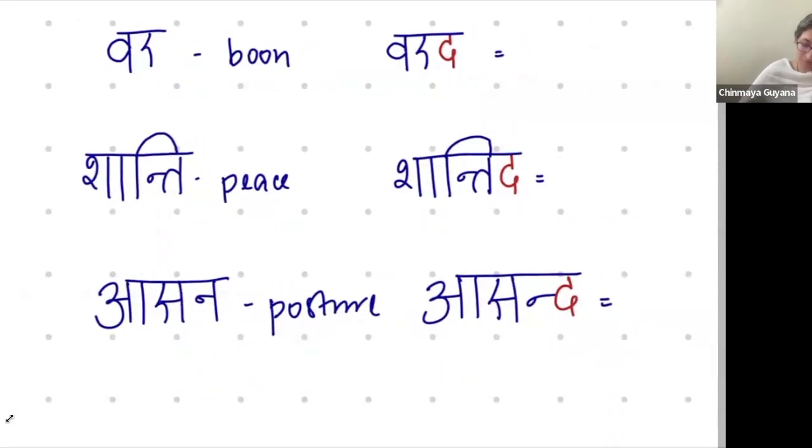Okay, last one. Asana is posture. Asanda will be what? That which gives you posture. You know the word for chair in Sanskrit is asanda, that which gives you posture. So chair is not just a word that is made of some sounds. It actually has a functional meaning when you say asanda. I think when this world of verbs opens your mind, your whole perspective on life changes.